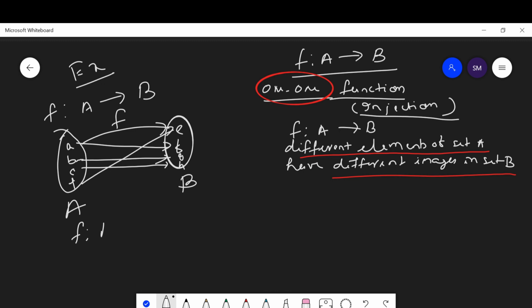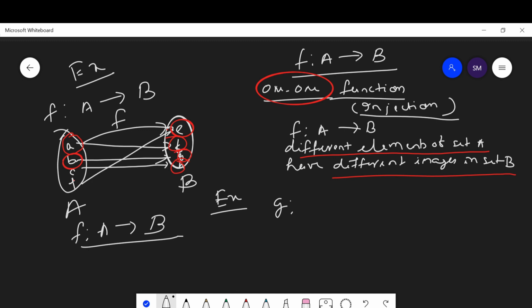Here look, f is one-one since the distinct elements in A have distinct images in set B. A has F, B has G, C has H and D has E. Each different element of set A has a distinct image in set B. Now look at another example, which is not a one-one function. Take another example for better understanding.